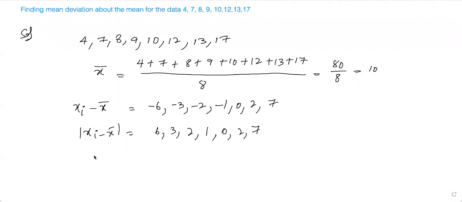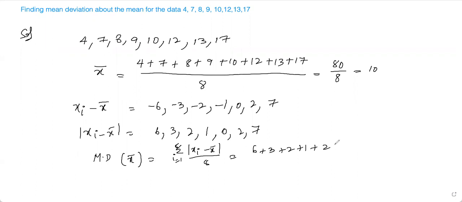And the required mean deviation about the mean, x bar, is equal to the summation of i equals 1 to 8 of mod of xi minus x bar, divided by 8. That is 6 plus 3 plus 2 plus 1 plus 2 plus 3 plus 7 divided by 8, which gives 24 by 8, which is 3. That is the required solution.